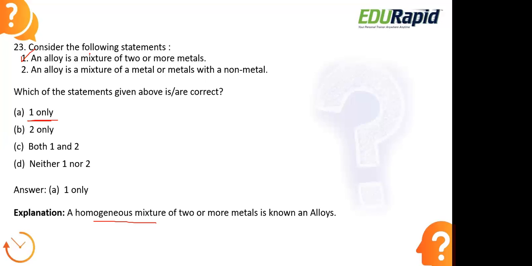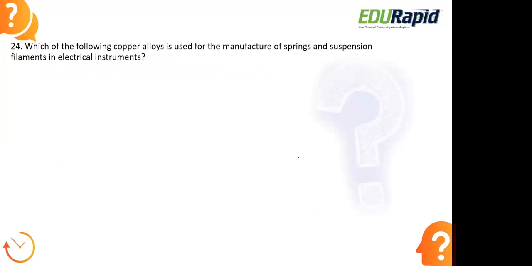But looking at the second statement, an alloy is a mixture of metals or metals with non-metals. No, it will always be a mixture of two or more metals, only metals, combined together to get a desirable property in the metal so formed. That is what is known as an alloy. Moving to the next question. Which of the following copper alloys is used for the manufacture of springs and suspension filaments in electrical instruments? Bronze, aluminium bronze, German silver, phosphor bronze.